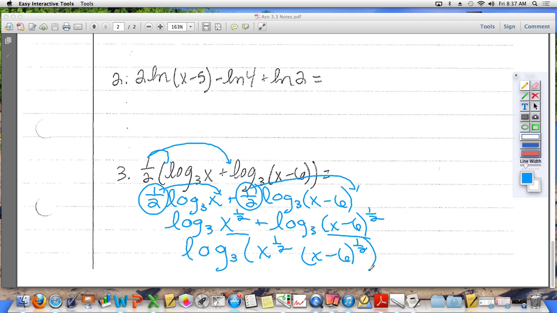Yeah. So what I'm going to do here is change this so that it is log base 3 of the square root of x times x minus 6. And if you wanted to, you could distribute the x. So you get x squared minus 6x.